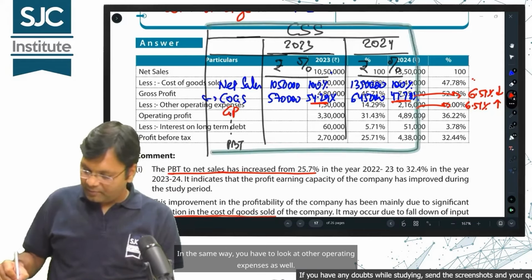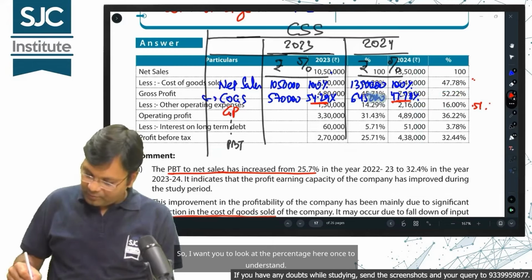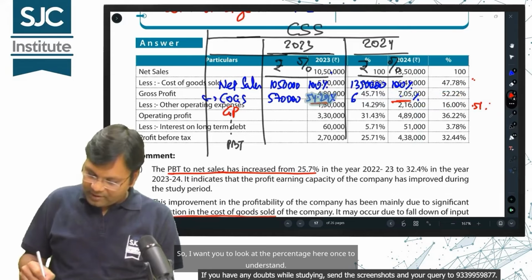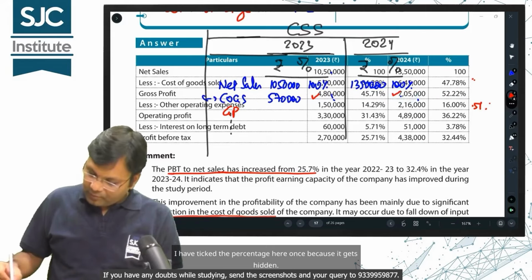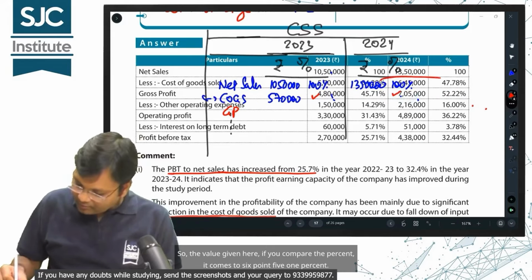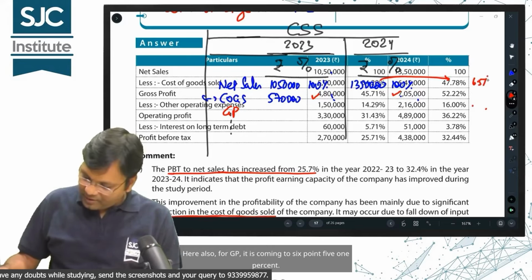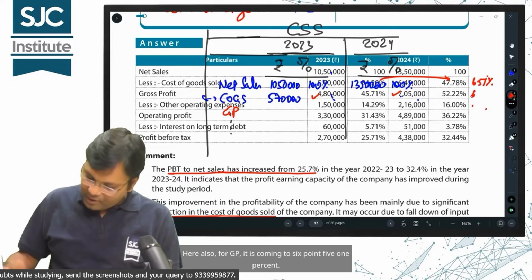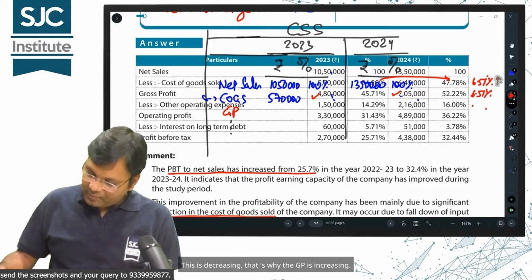In the same way, you have to look at other operating expenses as well. So, I want you to look at the percentage here once to understand. I have ticked the percentage here once because it gets hidden. So, the value given here, if you compare the percent, it comes to 6.51%. Here also, for GP, it is coming to 6.51%. This is decreasing, that's why the GP is increasing.